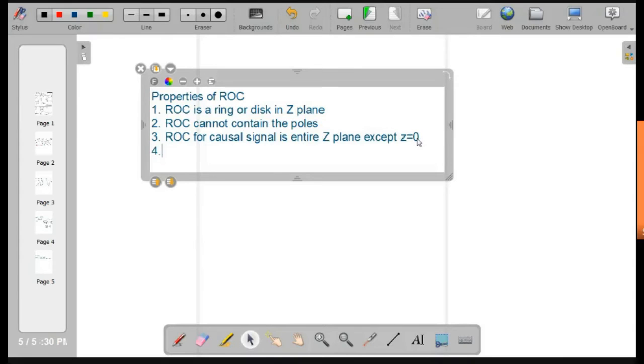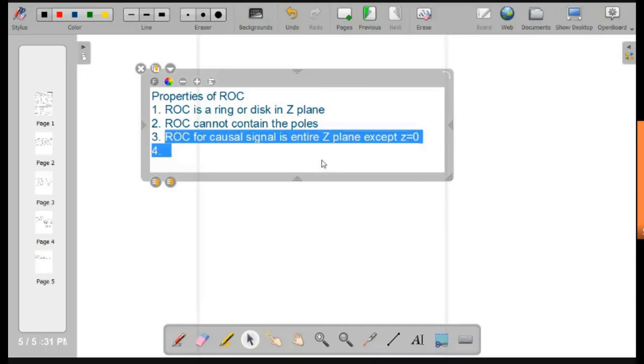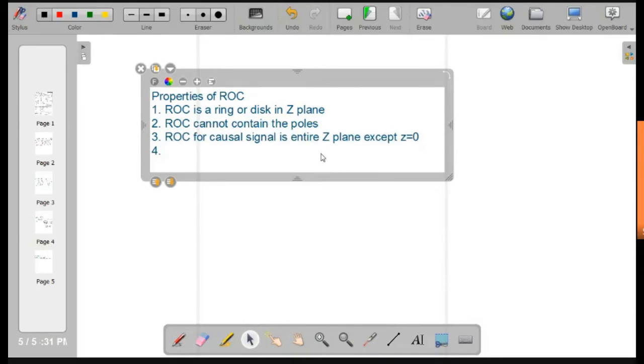Then we have one next property. This can be asked as a short note. ROC for non-causal contains the entire Z plane except infinity. Now I can't draw this infinity here. I will draw it like this. Infinity.